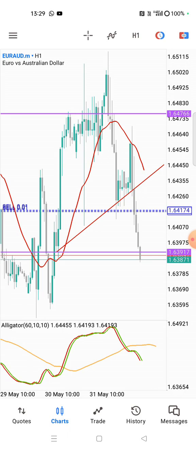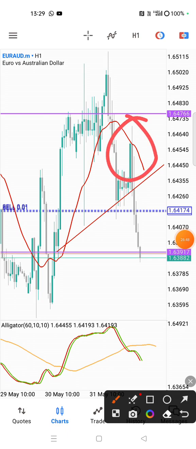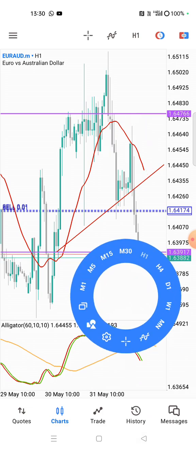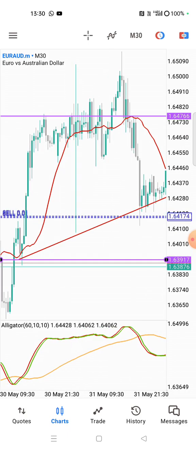there are two ways actually to use this strategy. The troublesome one is you have to look at H1 for both the lines. First, number one, like I told you, you have to wait for the candlestick to cross the 20 EMA. The number 2 rule is for these two red and green lines from the alligator strategy to cross the orange. This is number 2.